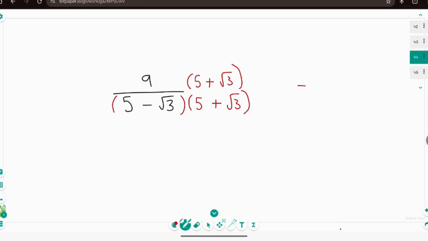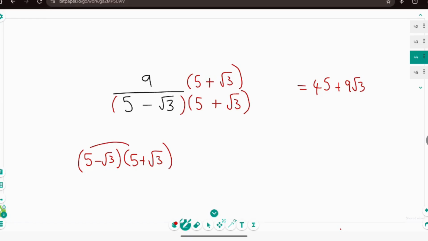Okay, let's expand the brackets on the numerator. 9 times 5, 45. 9 times root 3, 9 root 3. Right, I'll do the denominator here. It's got 5 minus root 3 times 5 plus root 3.